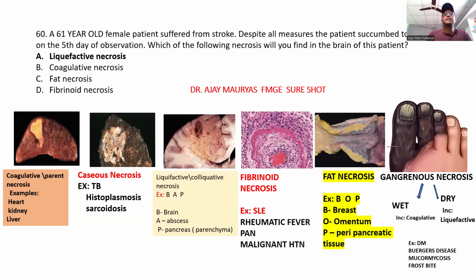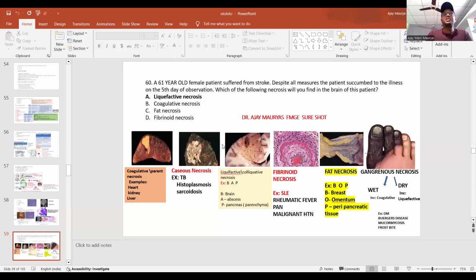The next question is, guys, a 61-year-old female patient suffered from a stroke. Stroke means it is related to the brain. Despite all measures, the patient succumbed to the illness on the 5th day of observation, and they ask about the necrosis of the brain. So for necrosis, guys, please remember.